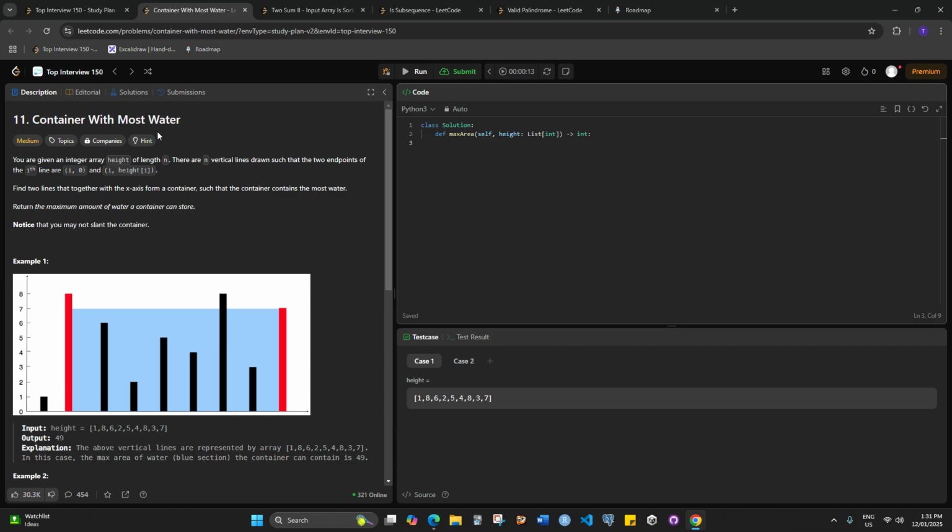Such that the container contains the most water. Okay then.